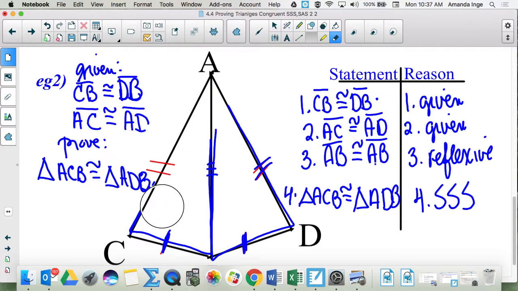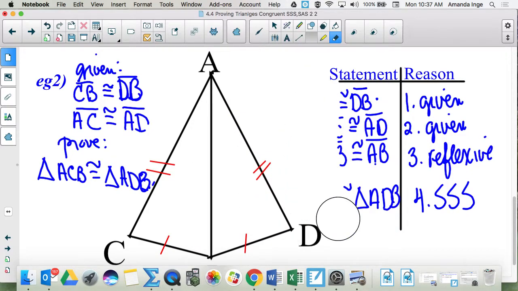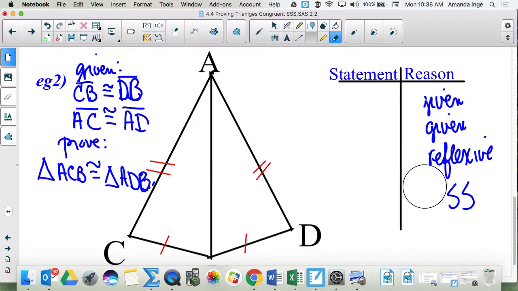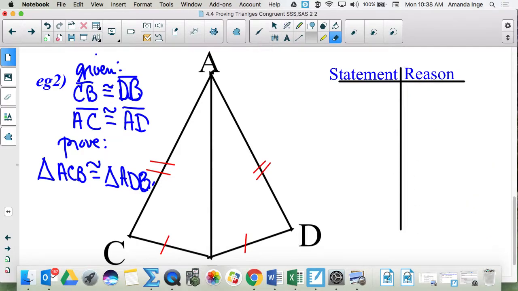All right, what are we trying to prove? We're trying to prove that two triangles are congruent. So far we've only gone two ways to do that: either side, side, side, which is what we're working on now, or side, angle, side. So, ready?